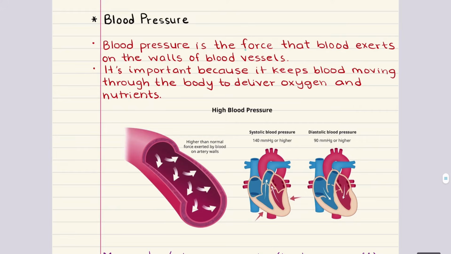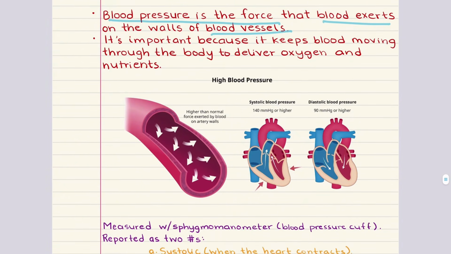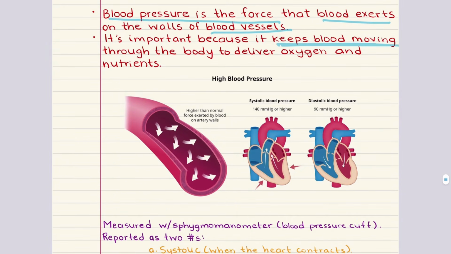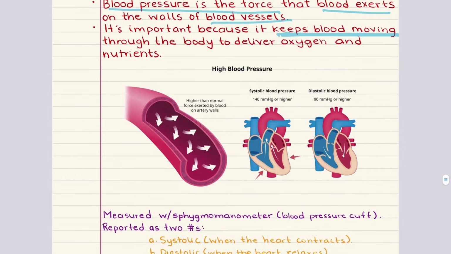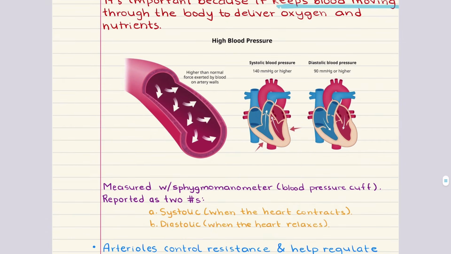Blood pressure is the force that blood exerts on the walls of blood vessels. This pressure is what keeps blood flowing through the circulatory system, and it's what allows oxygen and nutrients and hormones to reach tissues throughout the whole body. Without it, nothing would move. But if pressure gets too high or too low, that can then cause some serious problems.